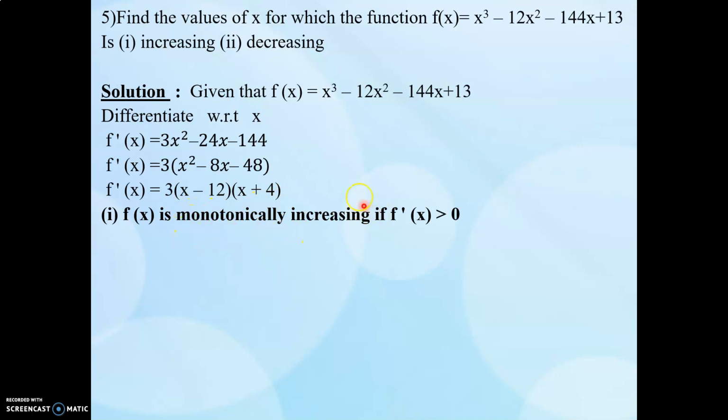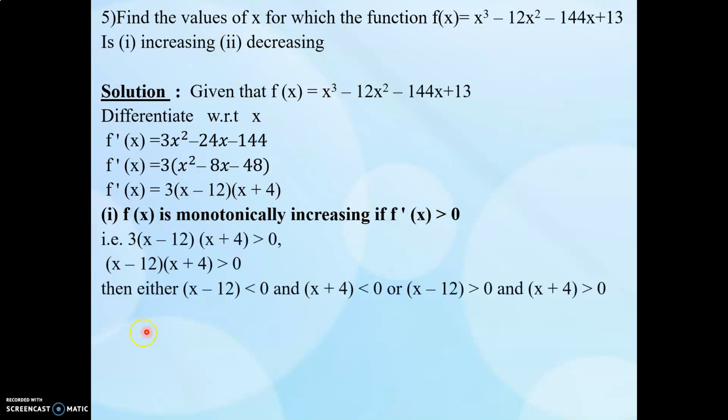f of x is monotonically increasing, first we are solving. So f dash x greater than 0 we can consider. As earlier, we did it that way. Either both the factors are less than 0 or both the factors are greater than 0. So case 1, both the factors are less than 0. From that you will get x less than 12 and x less than minus 4.